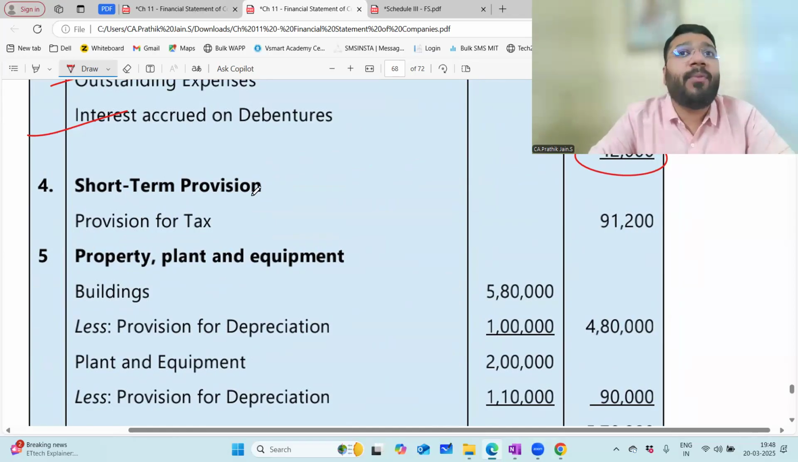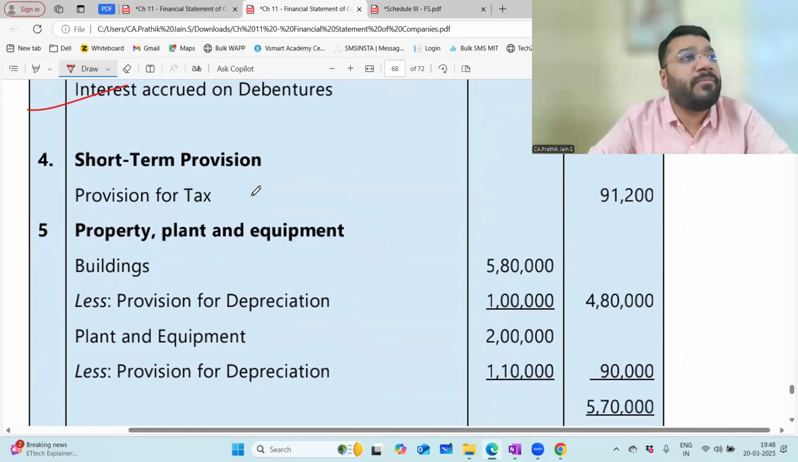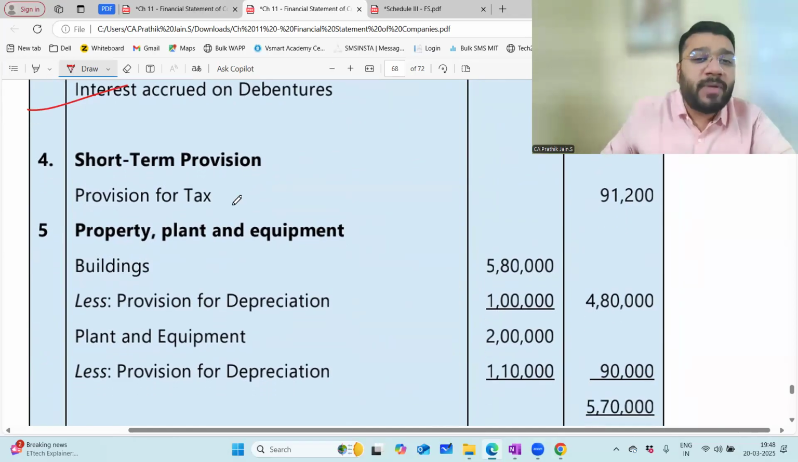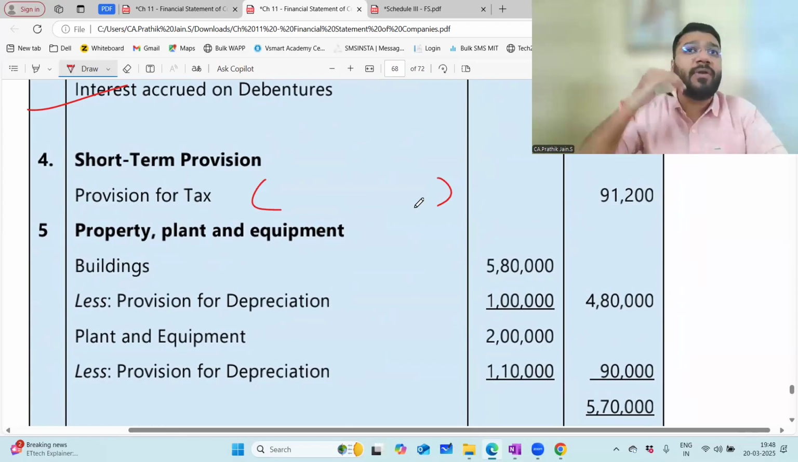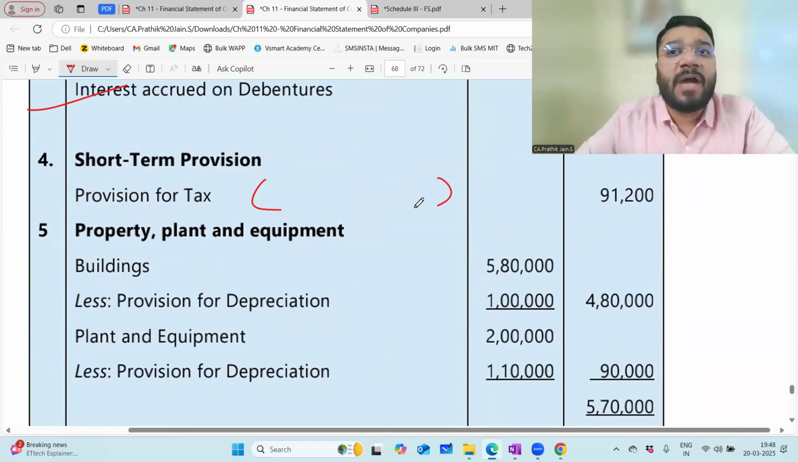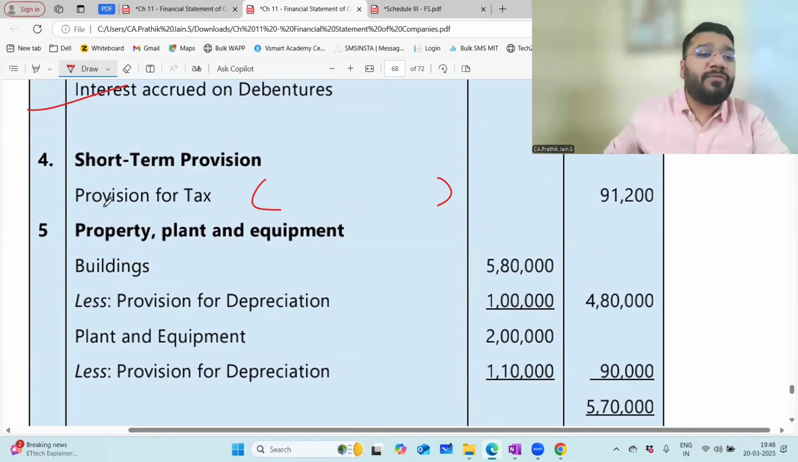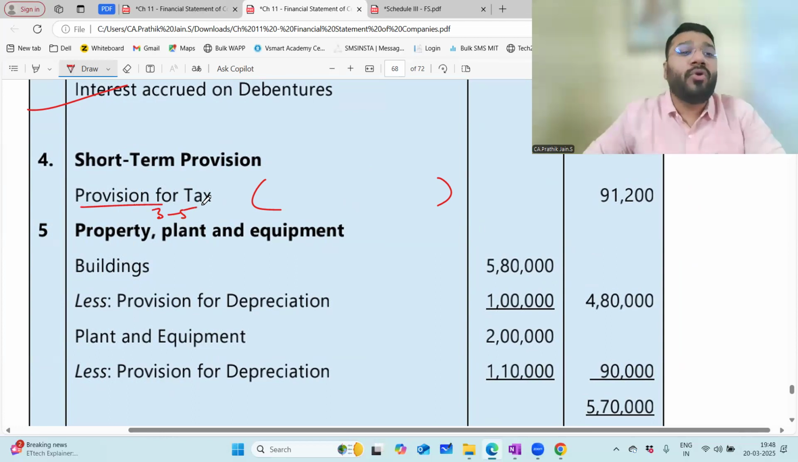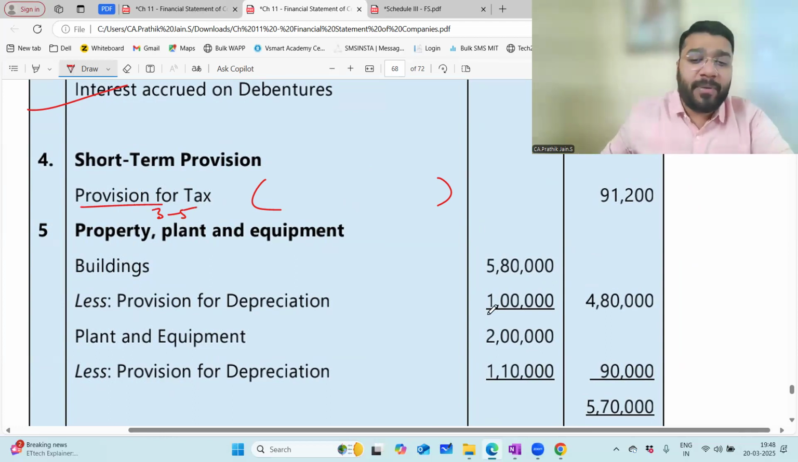So short-term provision, keep on hold. Leave some 3-4 lines because I want you to do one journal entry also here. So after this provision for tax, leave 3 to 5 lines gap. Then go to note number 5, property, plant, equipment.